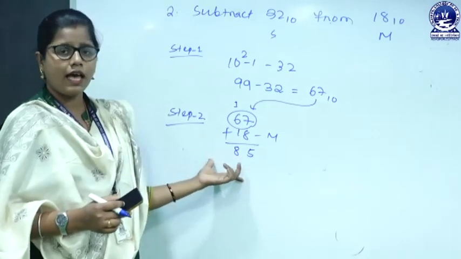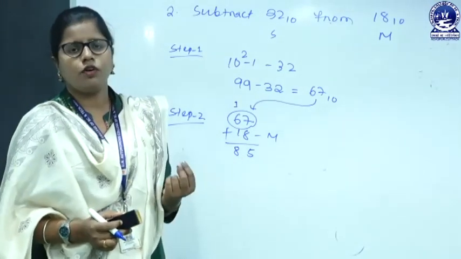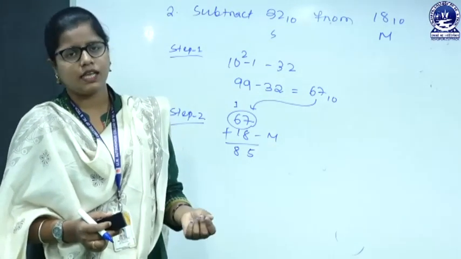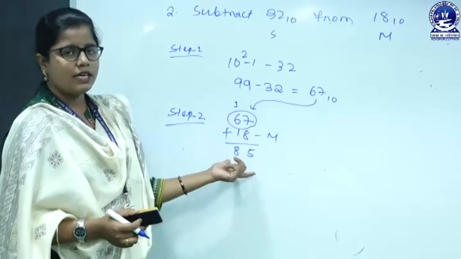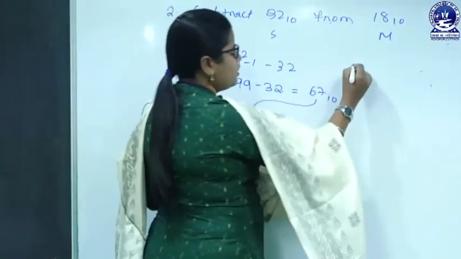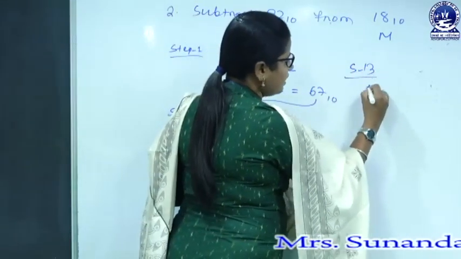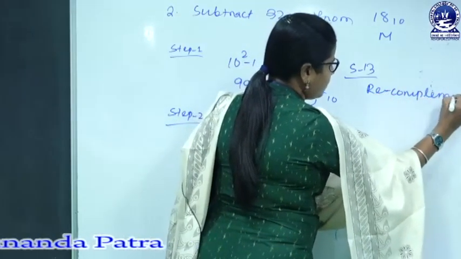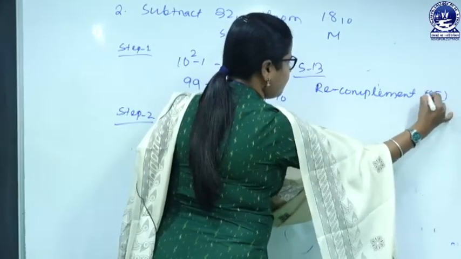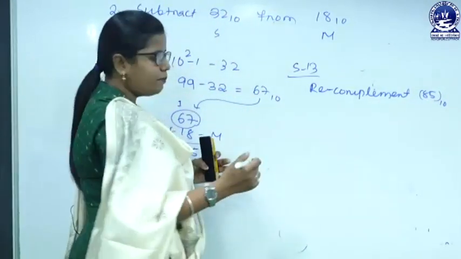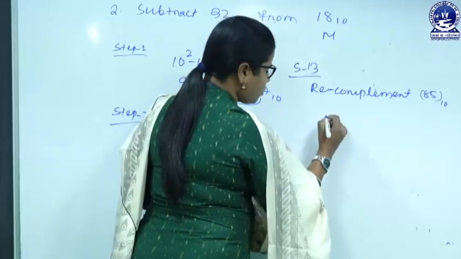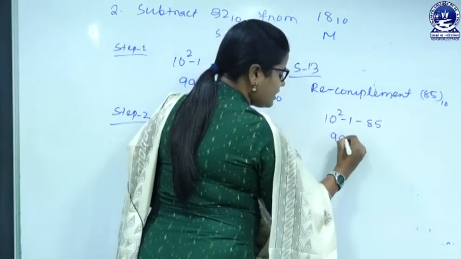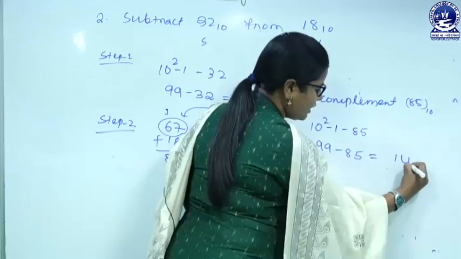So when we have no carry, then what will happen? We will go for recomplementing that. So we will go for recomplementing 85. So in step 3, recomplement 85 base 10. So how to recomplement? That's the same procedure. 10 to the power 2 minus 1 minus 85. So 99 minus 85, that is 14.